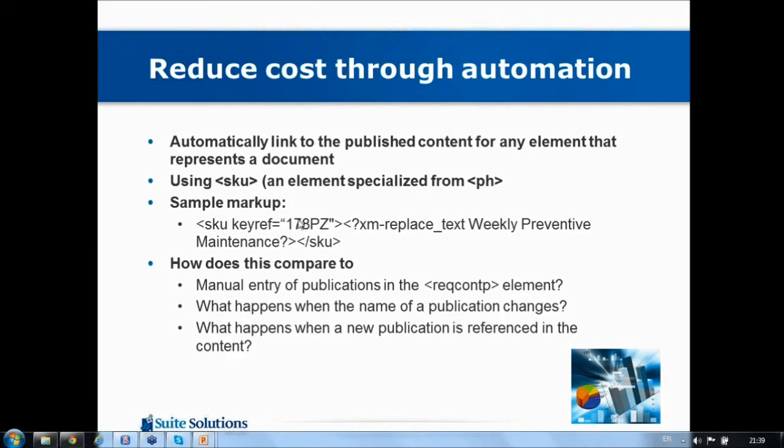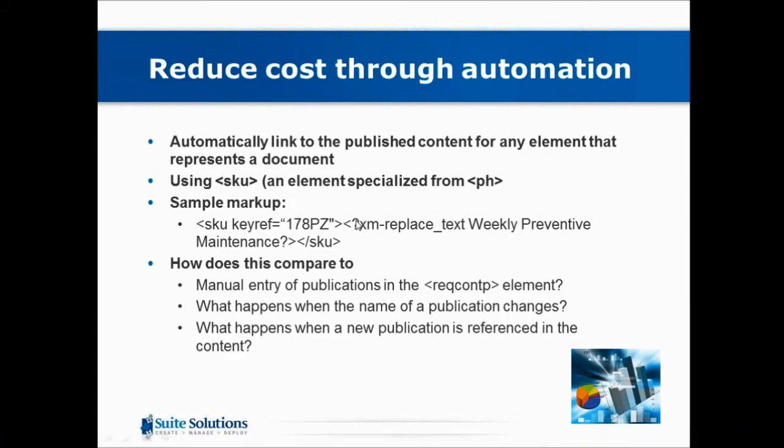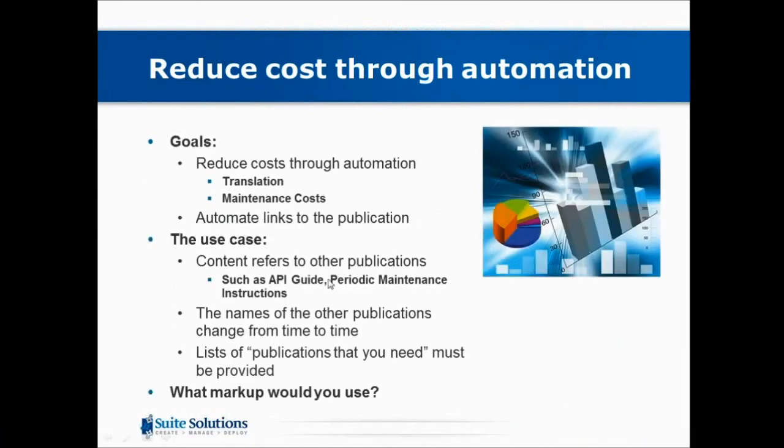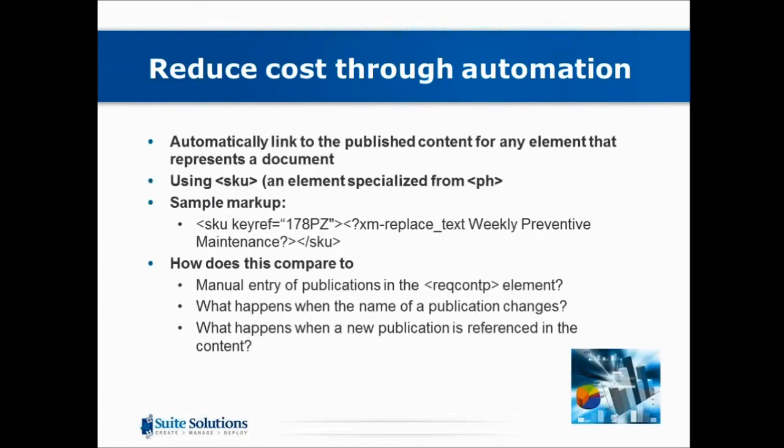Then I have a few items. First of all, when I refer to the publication anywhere in my content, I'm going to use a keyref. So if that publication name changes, let's say that instead of calling it periodic maintenance instructions, somebody decides to call it maintenance instructions you need to do every month, I'm going to have no translation hit and no maintenance hit because it's all on the keyref.